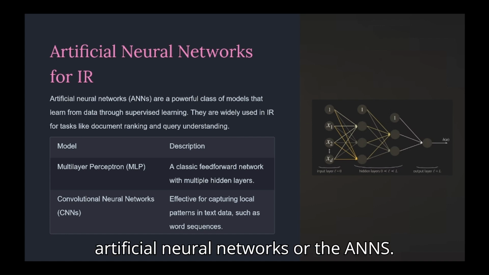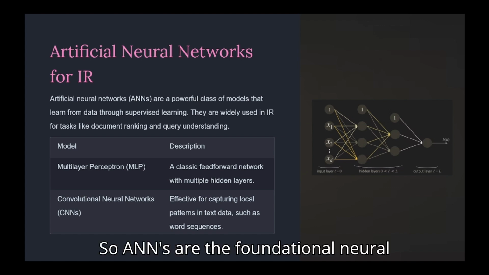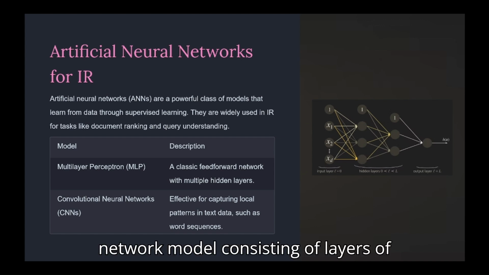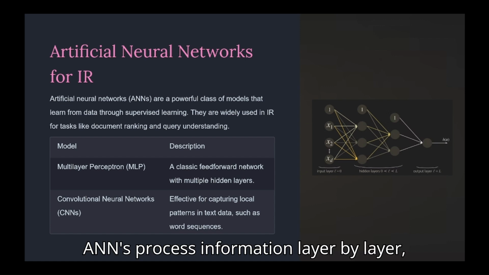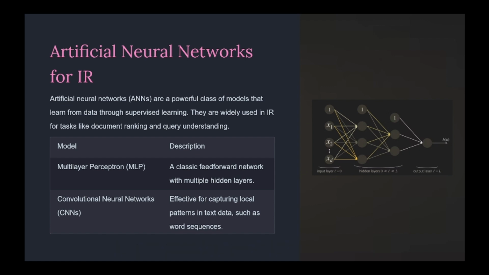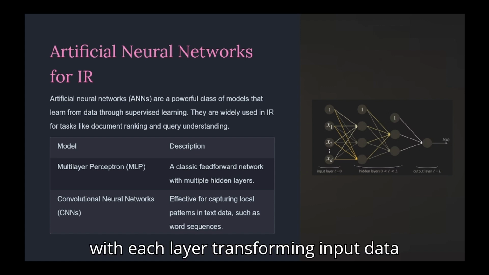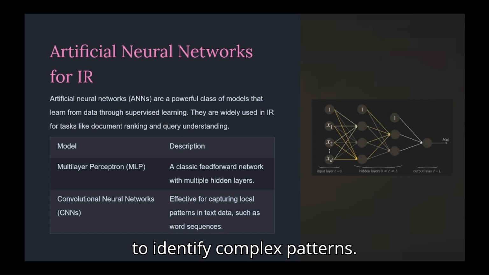Now let's look at some neural network models used in information retrieval. First, we have the artificial neural networks, or the ANNs. ANNs are the foundational neural network model consisting of layers of neurons connected by weighted edges. ANNs process information layer by layer, with each layer transforming input data to identify complex patterns.